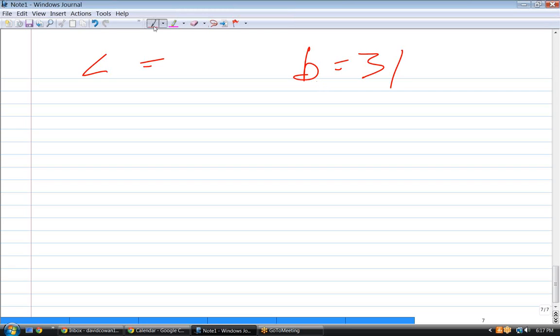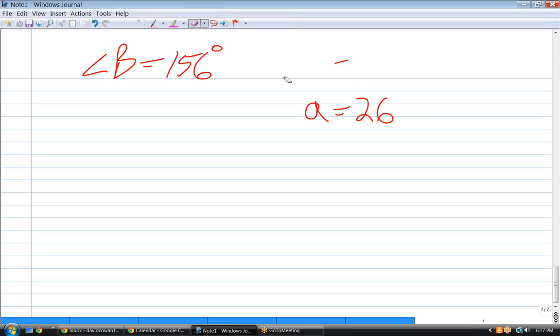The next one is angle B is 156, side A is 26, and side B is 47. Okay, this has possibilities. It cannot be ambiguous, right? Even though it's angle, side, side, the fact that this is greater than 90 means that if there is a solution, there's only one.